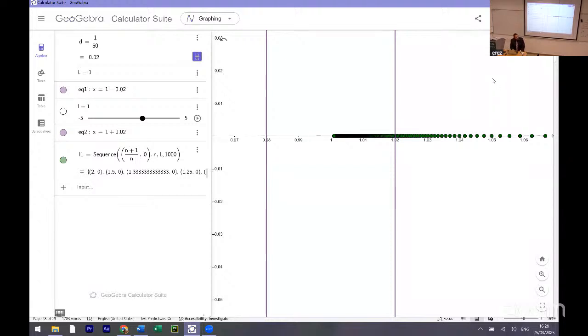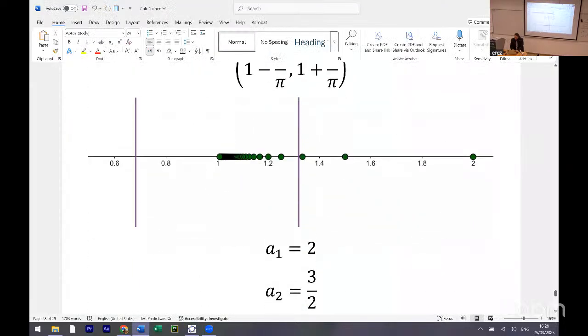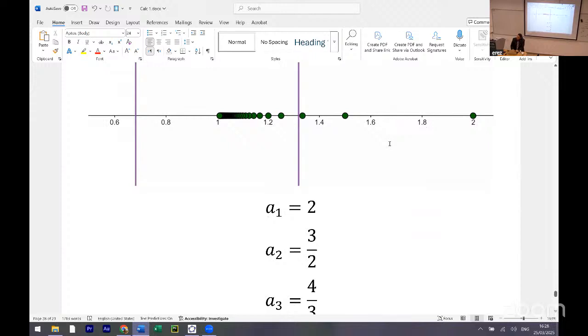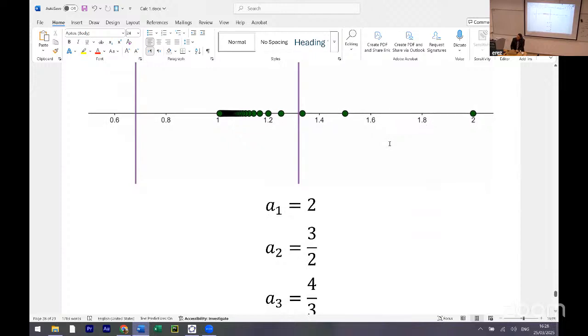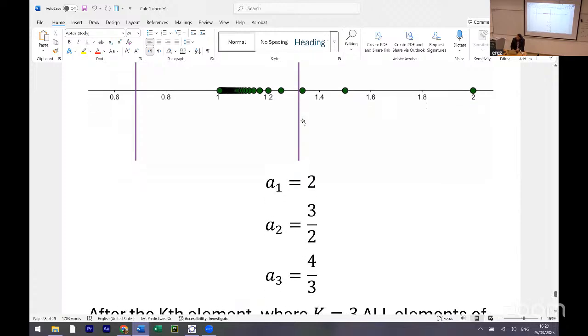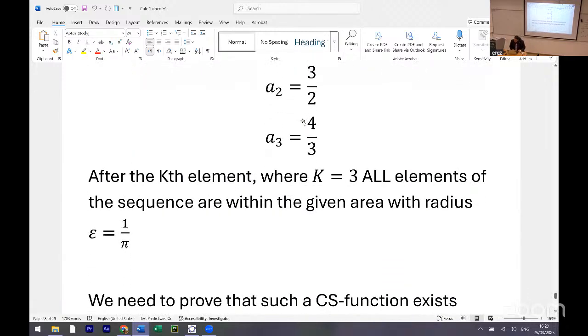Yes, question? No, okay. Where do we use this K? Just to understand that there is a finite number of the dots outside the array. K is the index, the last index that is outside, and the next indices, the elements, should all be in. Okay, and now look at how it will look algebraically.